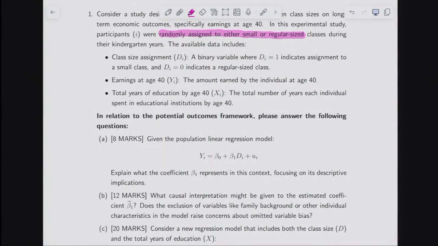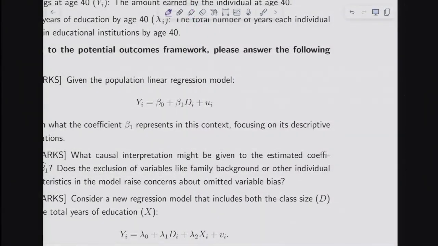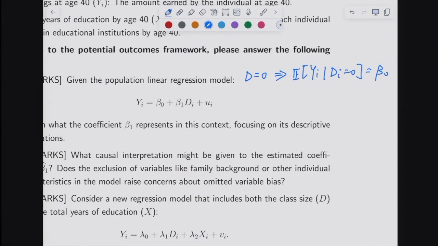here, we're given a population linear regression model, and you're asked to explain what this beta 1 represents in this context, focusing on its descriptive interpretation. Then, given D is a dummy variable, we know that beta 1 just represents an intercept change. Essentially, we have different average values. Let's say when D is 0, then the conditional expectation of Y given that D is 0 is just equal to beta naught. So basically, beta naught gives the average or the mean observed outcome for the control group.